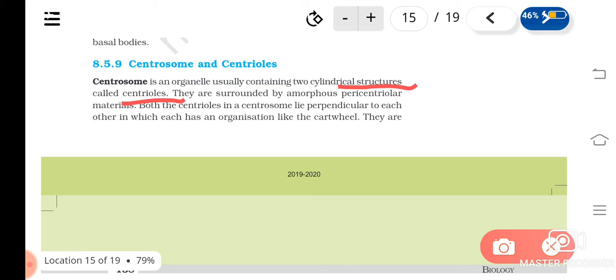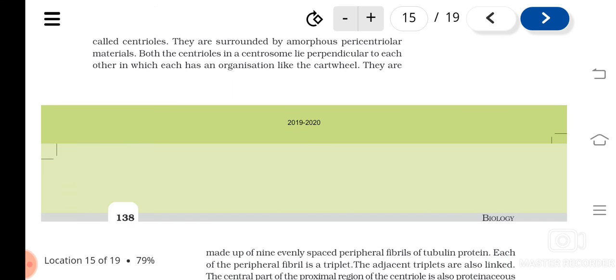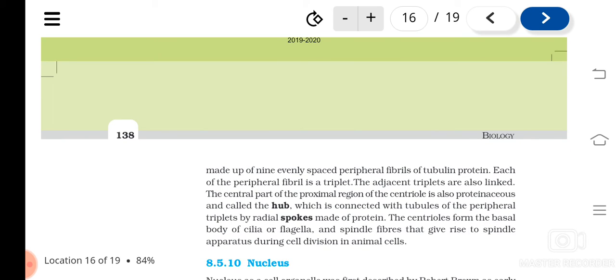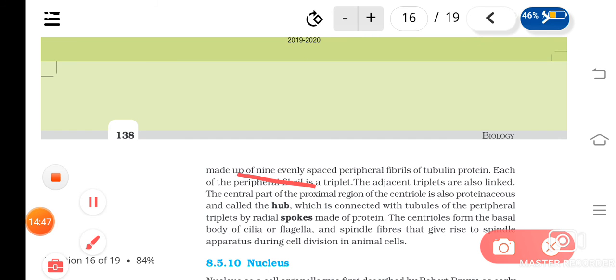Okay, and they are not membrane bounded, but they are bounded by a pericentriolar material. The pericentriolar material is covering them, that is not the plasma membrane. And I told you they are perpendicular to each other, arranged in the form of a cartwheel. And the internal structure, if you see, they also have what? 9 peripheral, evenly spaced peripheral fibrils of tubulin protein. This is one kind of protein only. Okay, tubulin.